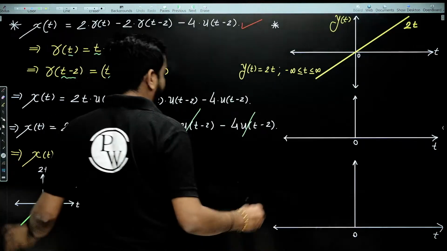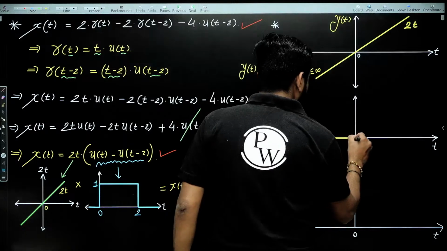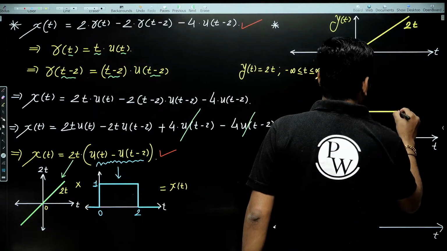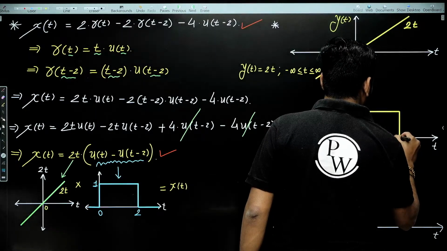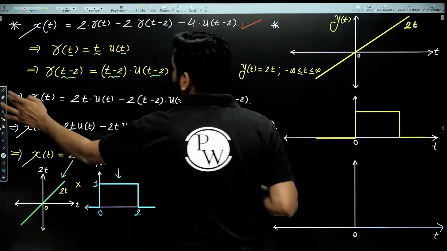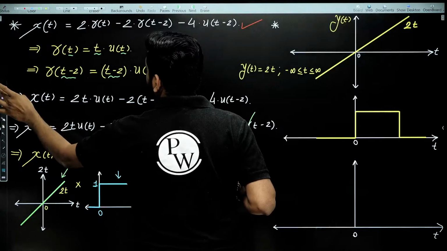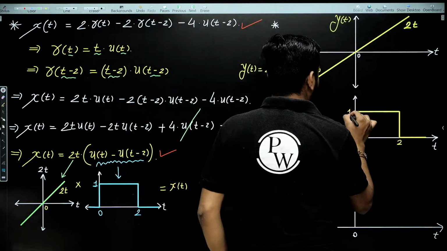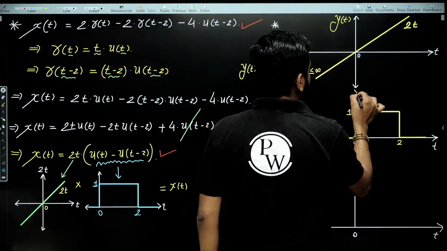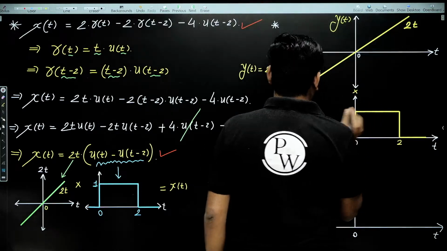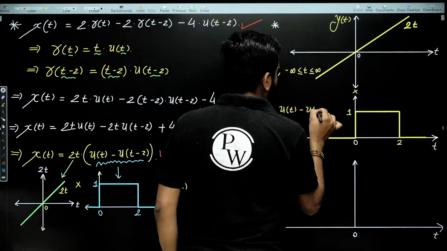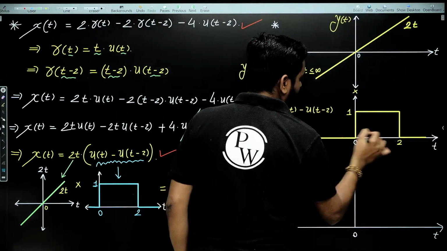So simply select the window function like this. Window function from 0 to 2, always amplitude 1 for the window function, nothing but u of t minus u of t minus 2, because you want between 0 and 2, guys.